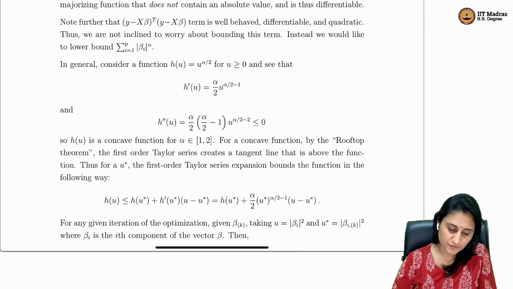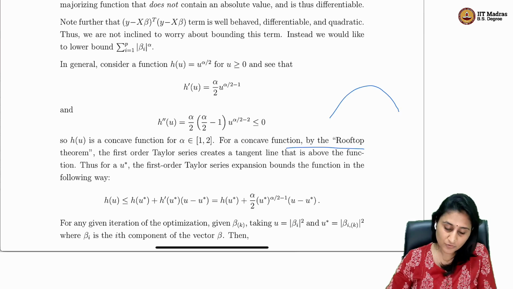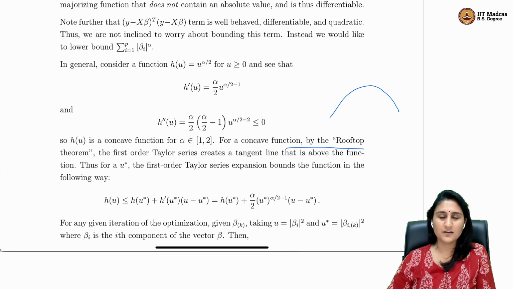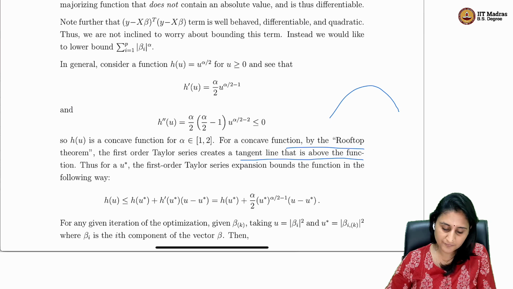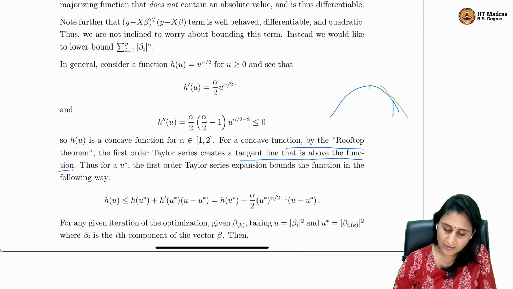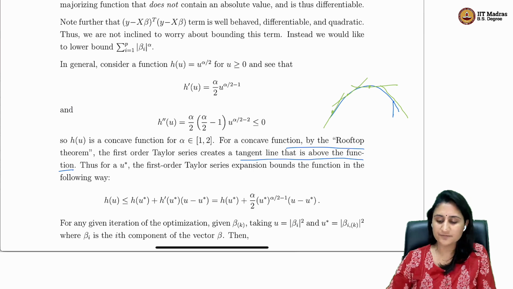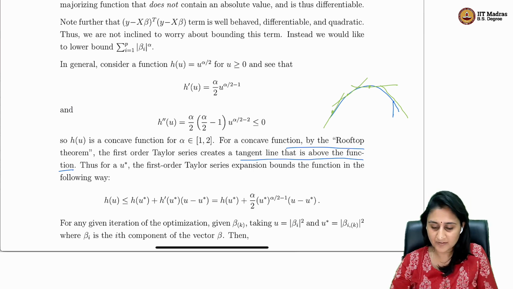But for a concave function, the first order Taylor series and the rooftop theorem together say the following: the first order Taylor series creates a tangent line that is above the function. What this is saying is that if I have a concave function and I draw a tangent line anywhere, then that tangent line lies above the function. There is no place where it cuts and goes below the function.